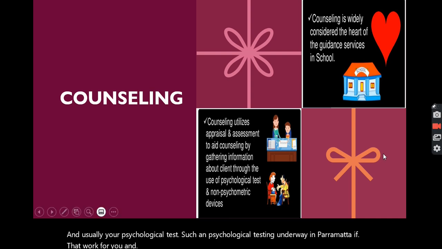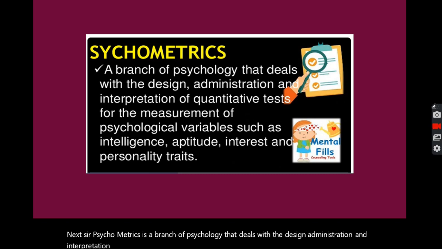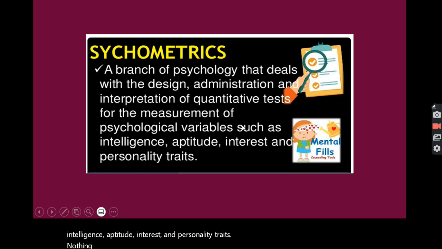Okay? Next, psychometrics is a branch of psychology that deals with the design, administration, and interpretation of quantitative tests for the measurement of psychological variables such as intelligence, aptitude, interest, and personality traits. Pag sinabi nating quantitative, ibig sabihin numbers. So sila yung nag-i-interpret nung mga numbers na nakuha.